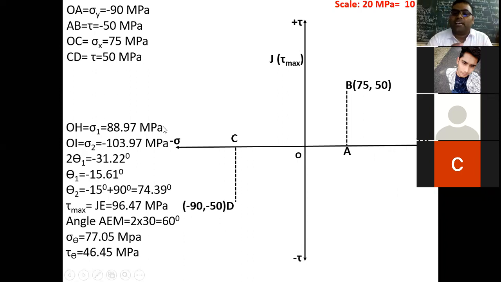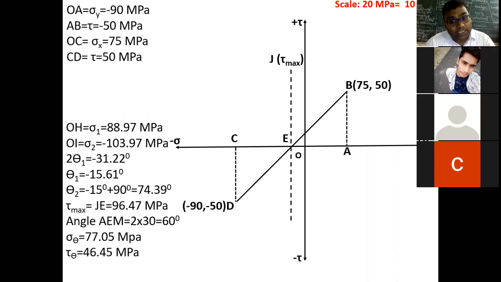2.5 centimeters. And now you join this B and D by a straight line. Where this straight line BD intersects the x-axis, that will be E. So that's E, the center of the Mohr circle. Now take this E as a center and BD as a diameter. Draw a circle by using the rounder.